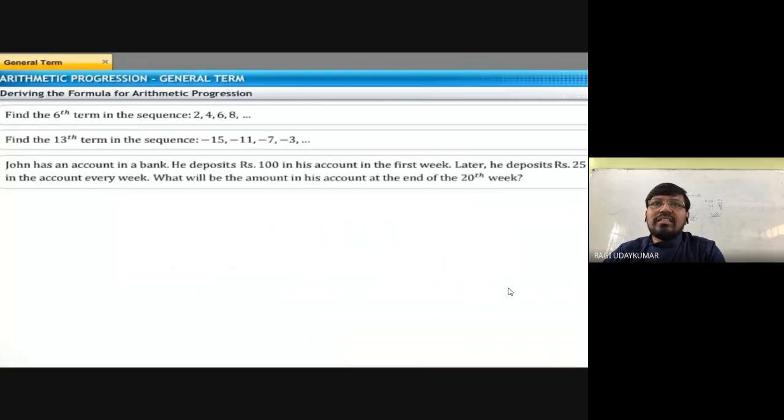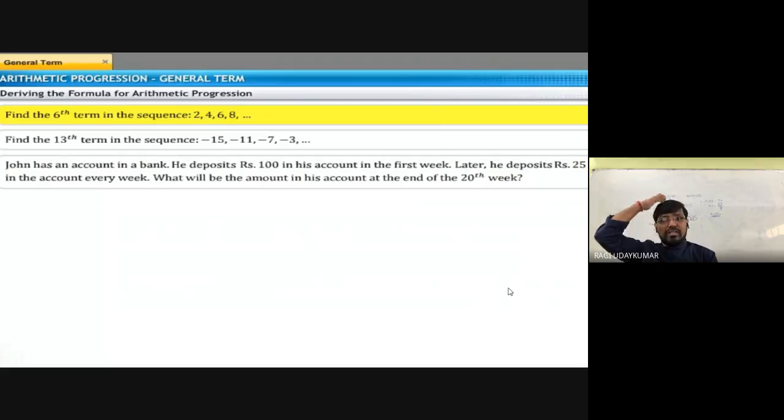So, deriving the formula of arithmetic progression. What is the sixth term of the sequence 2, 4, 6, 8? And the 30th term of the sequence minus 15, minus 11, minus 7, minus 3. And another: John has an account in the bank. He deposits 100 rupees in the first week, and later he deposits 25 rupees in the account every week. What will be the amount in his account at the end of the 20th week? This is just an application. The first two are directly given problems. The next one is an application.